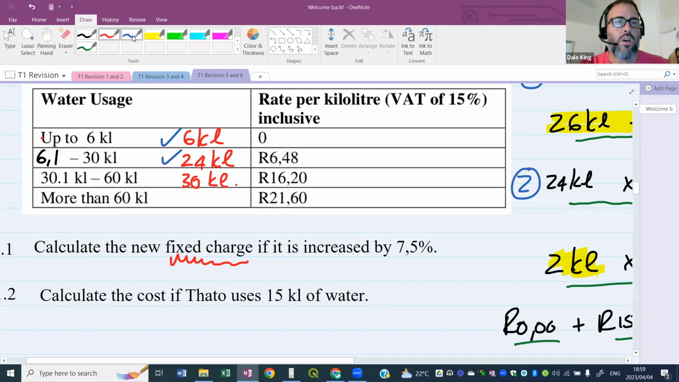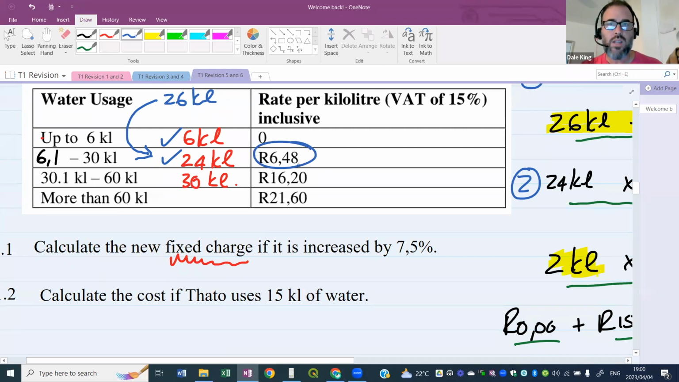All right, let's have a look at it again. I'm going to write it on the top, and then we're going to call it a night. We had 32 kiloliters. We removed 6. That left us with 26 kiloliters. So if you look at 26 and you look over here, there's more water in the second bracket than what we have. Okay, so we're going to use all the water in the second bracket, 24 kiloliters, which is charged at 6.48. We still have a little bit left over.